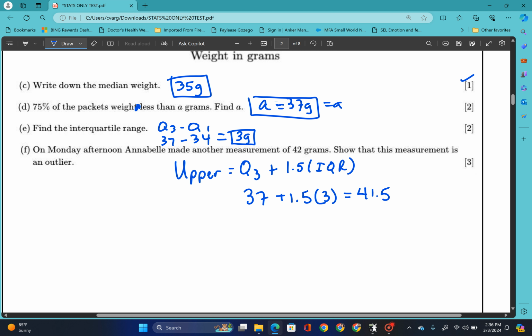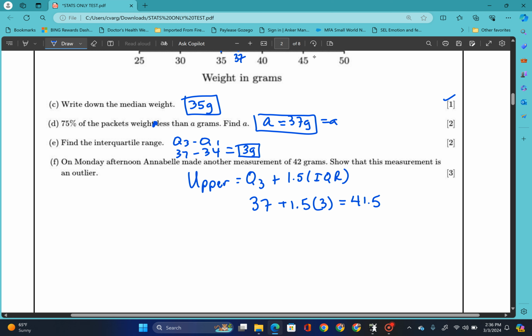So what does that mean, right? That means that any value over 41.5 grams is considered an outlier, right? So 42, you could just say 42 is greater than 41.5, so it's an outlier. So boom. Pretty straightforward. Done with that part.